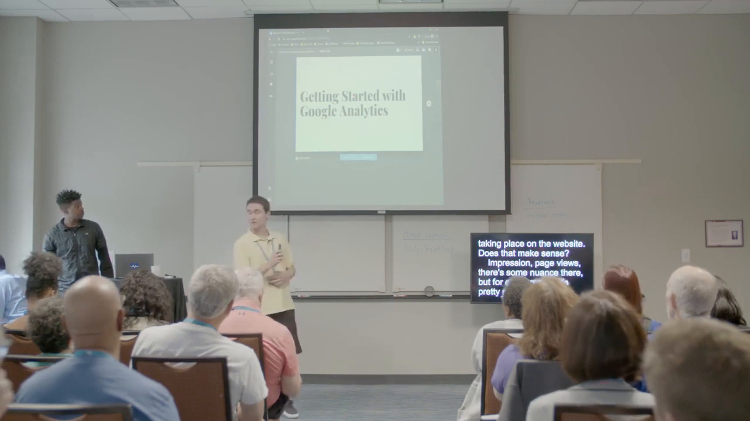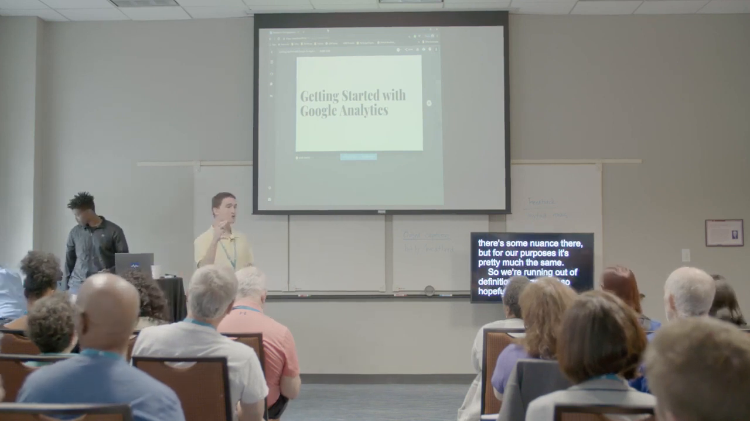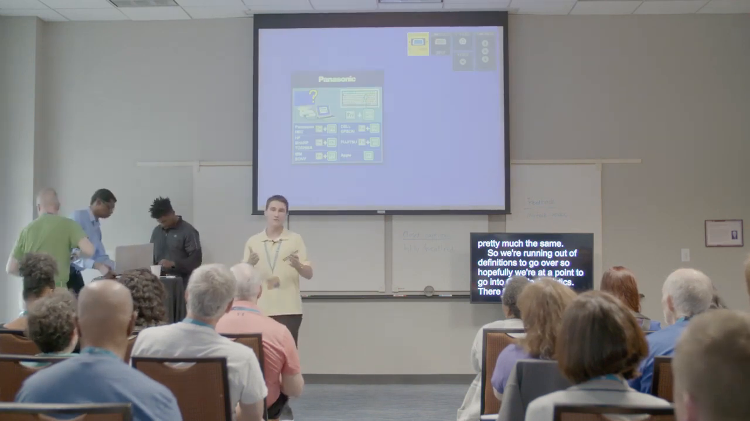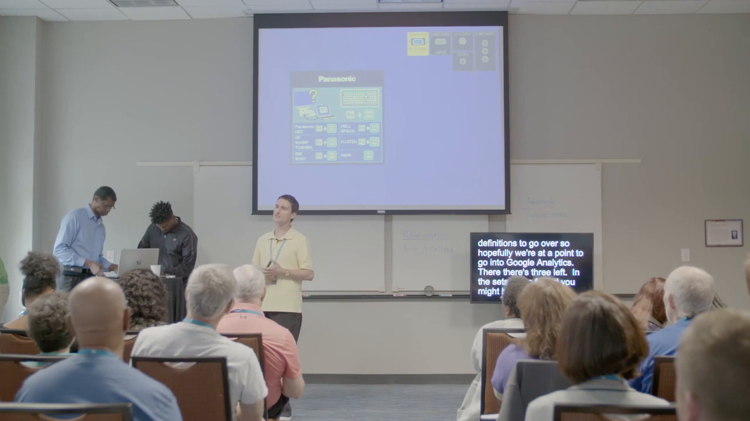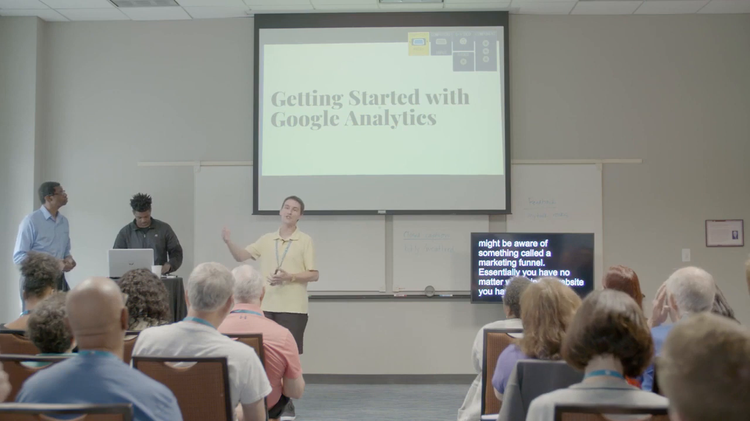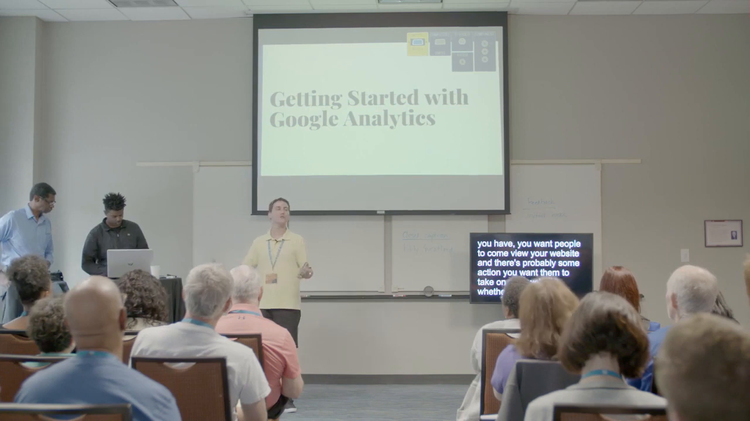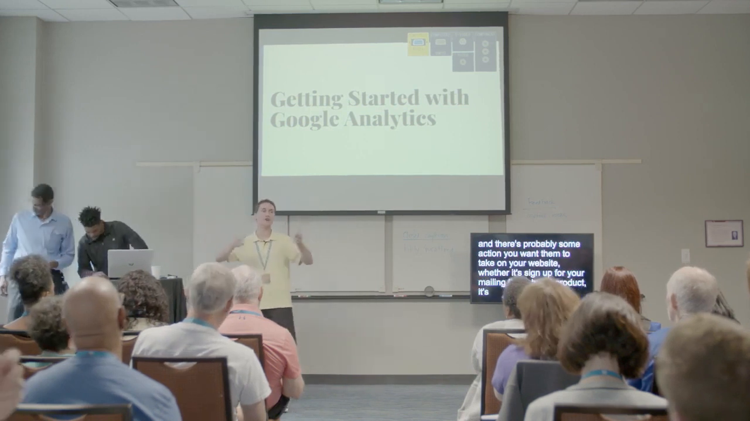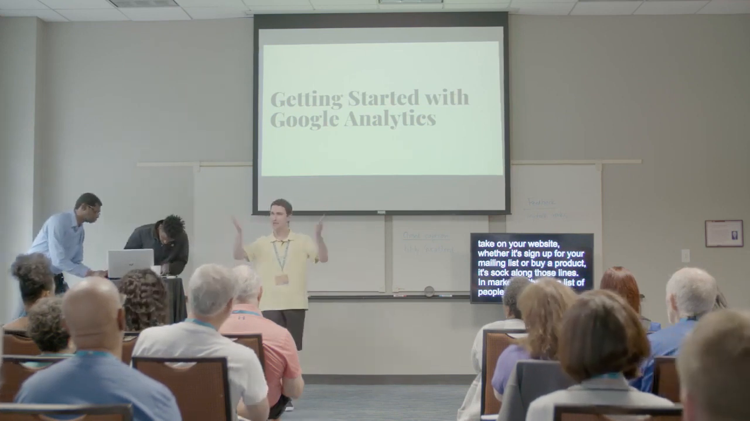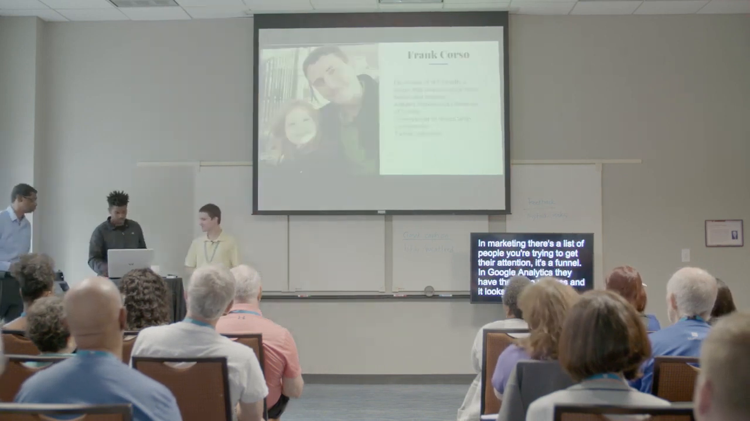All right, so we're running out of definitions to go over, so hopefully we're almost to the point that we can go into Google Analytics. But there's 3 left. So in the steps of the funnel, you might be aware of something called a marketing funnel. Essentially, no matter what kind of website you have, you probably want people to come view your website, and there's probably some action you want them to take on your website, whether it's sign up for your mailing list or buy a product, something along those lines. So in marketing, there's this funnel of people that you're trying to get attention, people that are on your website, and people who are doing the thing you want them to do. So this is the concept of the funnel. In Google Analytics, they have this same process, and it looks like we're almost there.